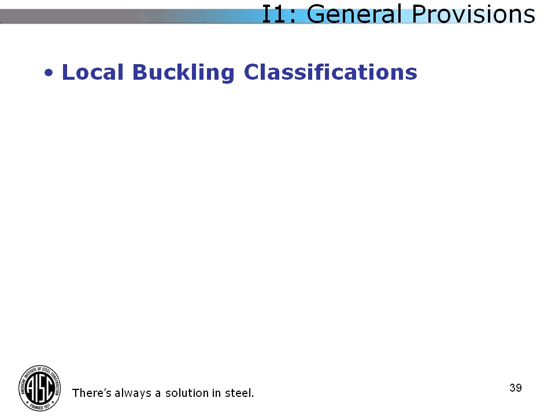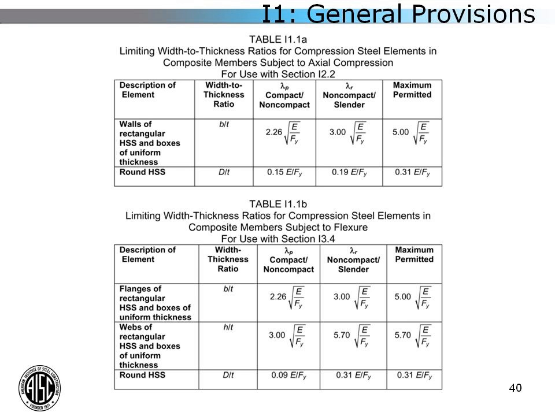Also, we added local buckling classifications for concrete filled members. In 2005, if you wanted to design a concrete filled tube as a column, it had to be a compact member. There was no other option. So in 2010, what we've done is added these tables that are very similar to the tables in Chapter B that will allow you to design non-compact and slender sections for filled composite members.